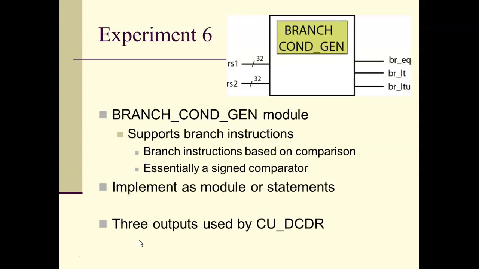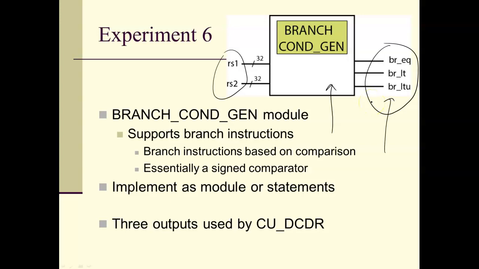So this is the branch condition generator module. It's a module that is up in the upper right corner. Essentially, it's going to provide input to the control unit decoder. Now, these inputs here are going to support the branch instructions. So all the branch instructions we have are based on comparisons. This box here is essentially a comparator. It looks like a comparator. It has 2 inputs and 3 outputs, as comparators we know and love.